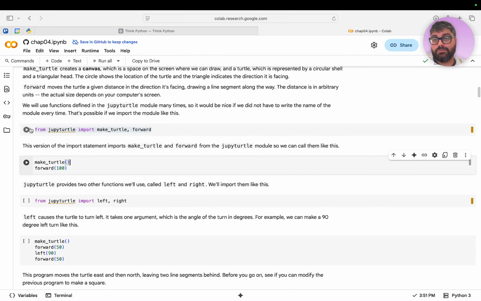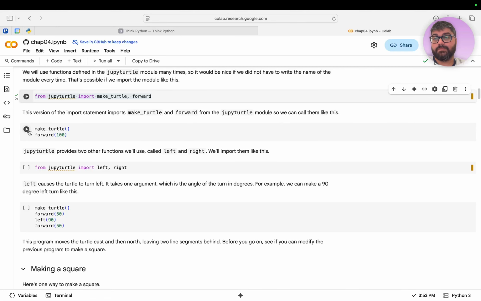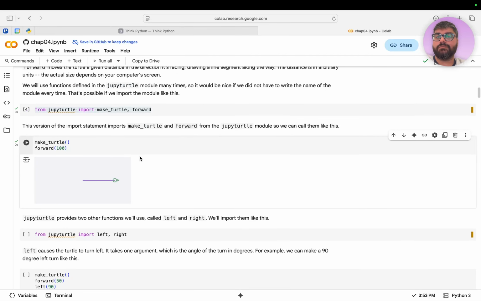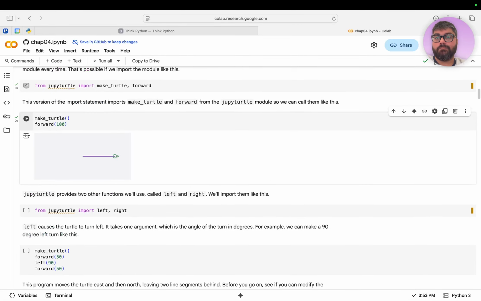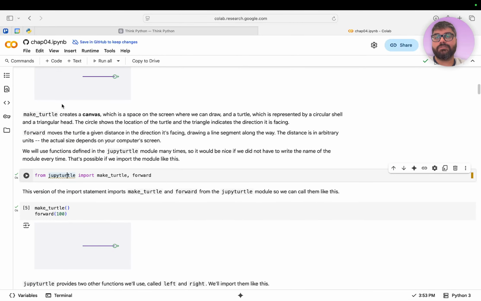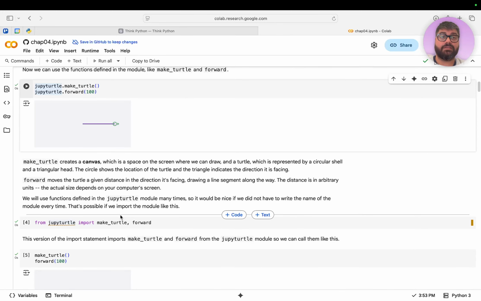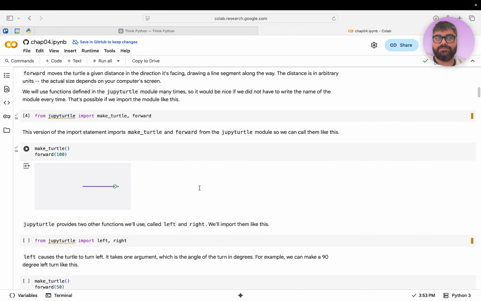So from Jupyturtle import make turtle, forward. Make turtle, forward 100. Modules, so we can call them. The version of the import statement imports make turtle and forward from the module. Okay, yeah, okay. Because it imports it from Jupyturtle, you don't have to say the whole thing. So that's the other nice thing about doing it this way. If you're only using a few things, it makes the code slightly less verbose.